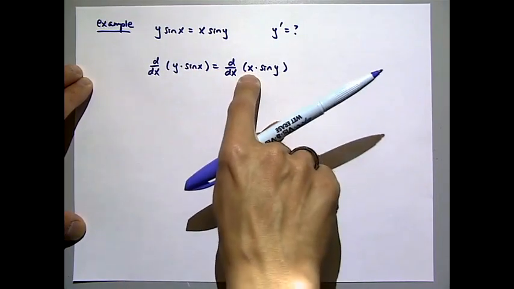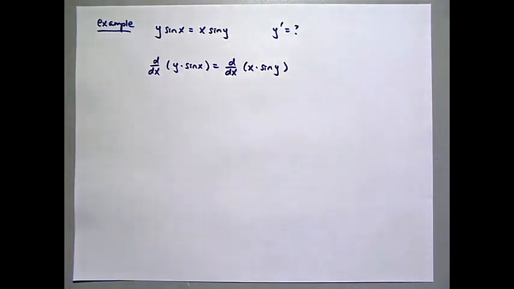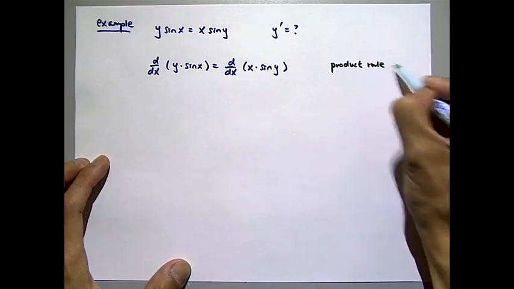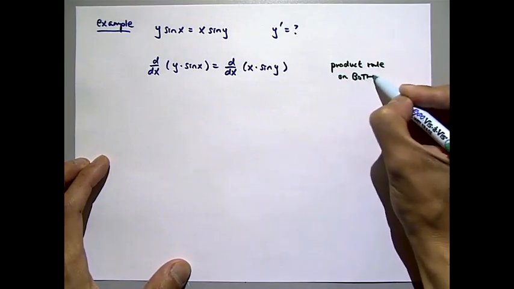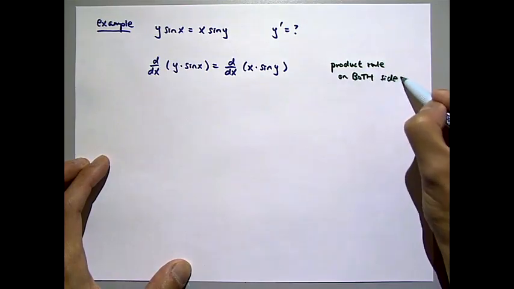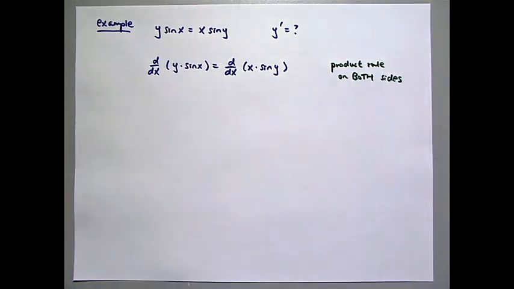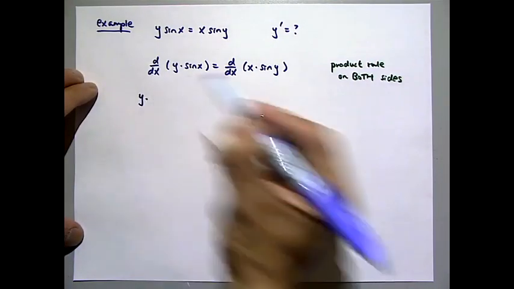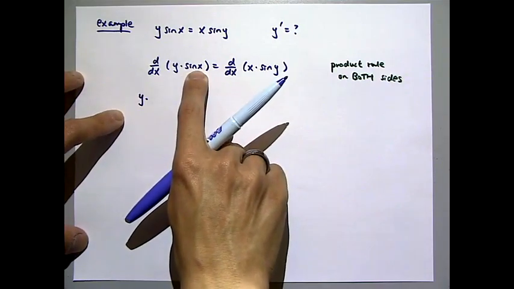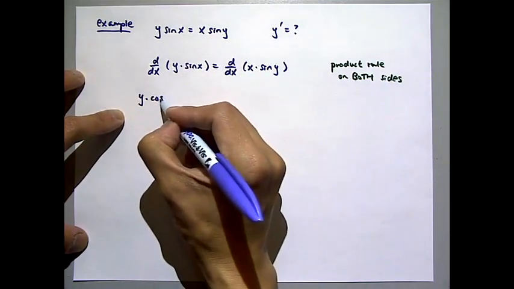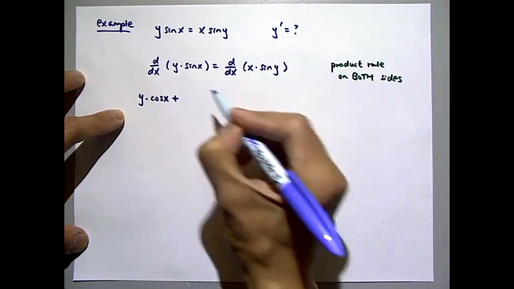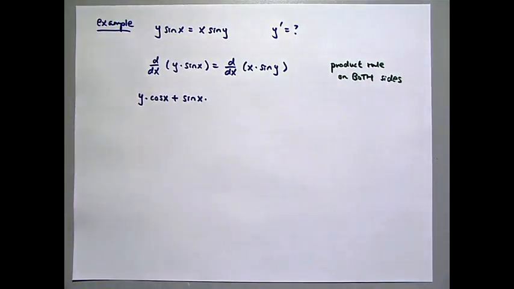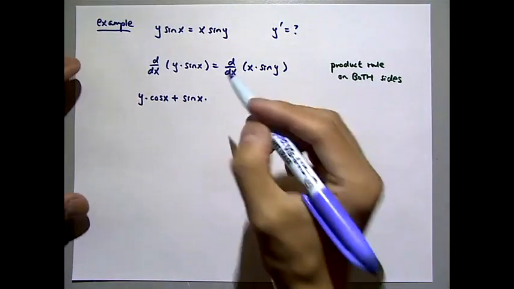Same thing here. X times something else that involves x. So we got to use the product rule on both sides. Left side, first times the derivative of the second, cosine, right? Plus the second times the derivative of the first. We don't know what y looks like, so derivative by definition is y prime.